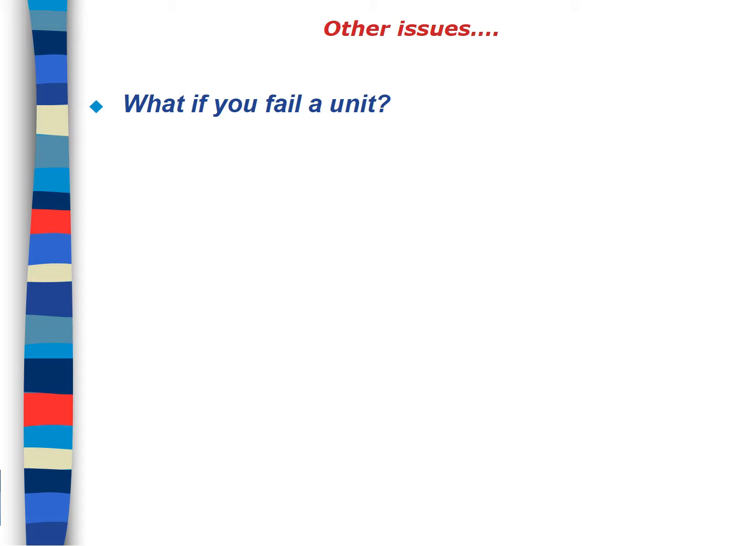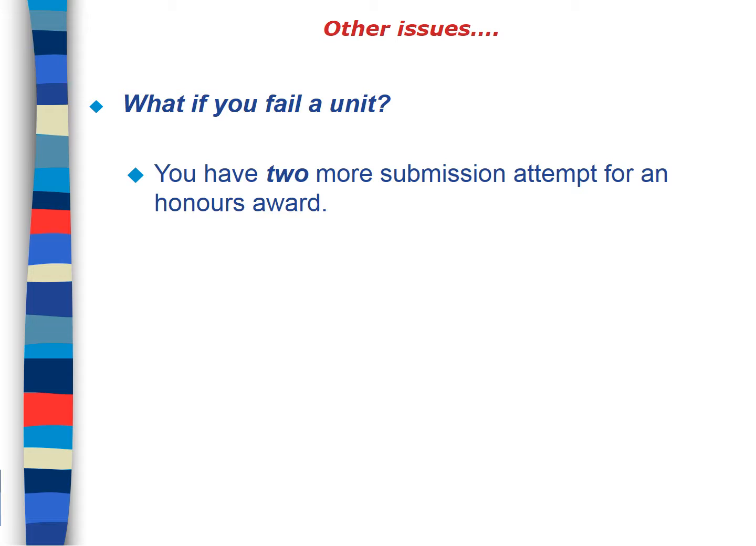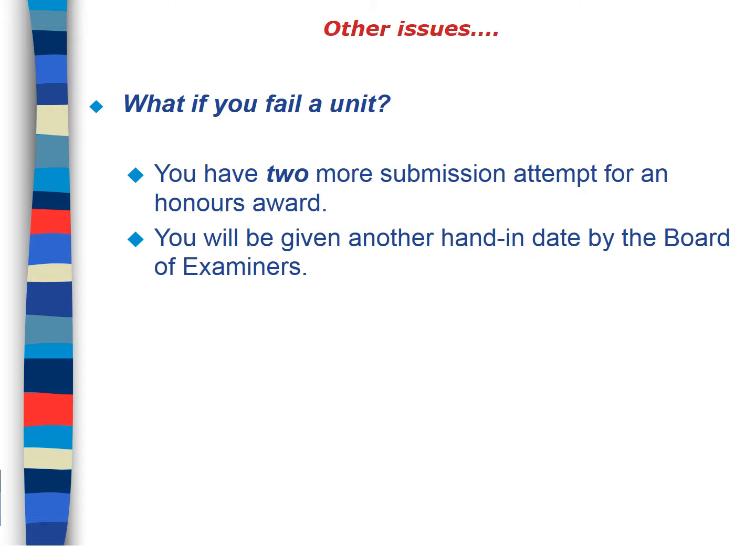What, however, if the worst happens and you fail a unit? You are eligible to 2 more submission attempts for an honours award. You will be given the resubmission date by the Board of Examiners, and they meet at various times in the year, so it may be some months after you have failed a unit that you get the information via the board. But when this is the case, an official letter will be sent to your home address.